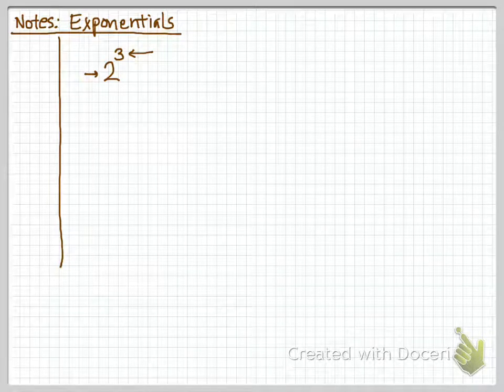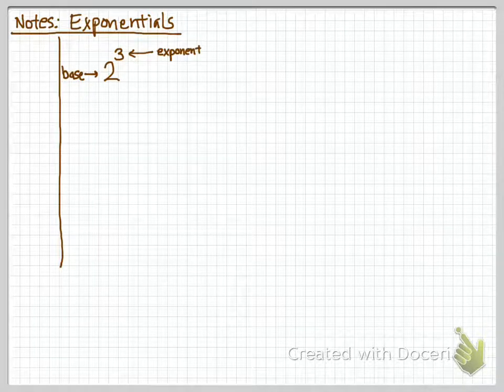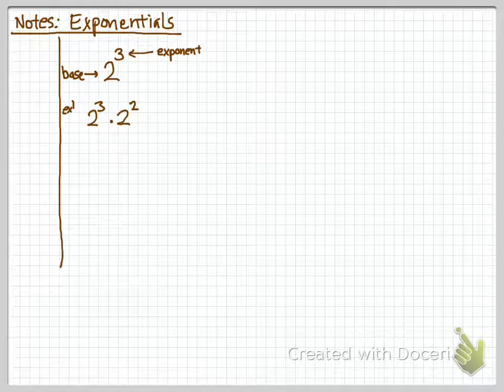Alright, these are the notes from class on the last part of our Unit 4 exponentials. Here we have to figure out how bases and exponents are set up. 3 is the exponent, 2 is our base. Here's an example of how to work with these.